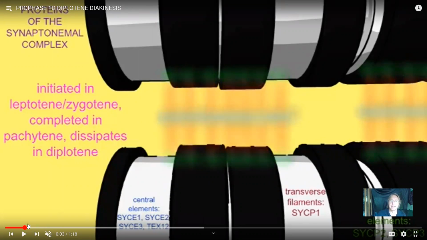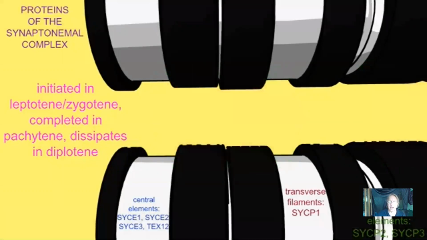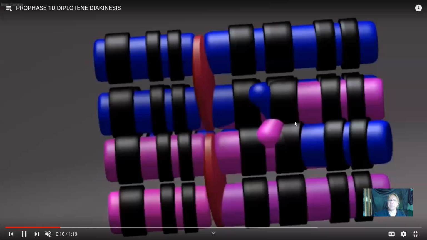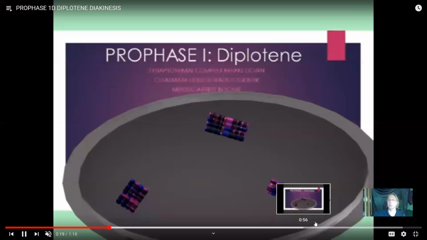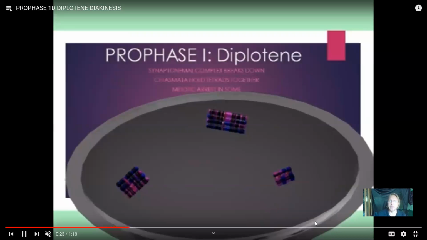It was completed in pachytene, but zygotene was when a lot of it was occurring, and then finally in the fourth phase, diplotene, it will dissociate, so that the crossing over has been resolved. And so now these can potentially separate once we get into metaphase.